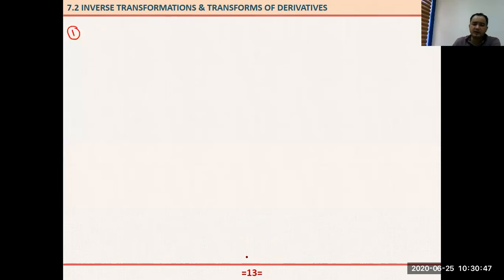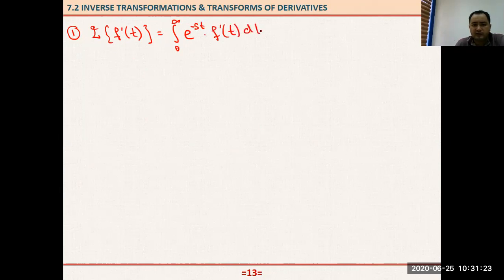So now, how do we obtain that formula? You don't have to memorize it, but actually memorizing it is really easy. For example, here we have f prime of t, the derivative of some function. How do you evaluate this? Just using the definition. We know the definition of the Laplace transform, right? That is the integral from 0 to positive infinity of e to the power minus st times f prime of t dt.